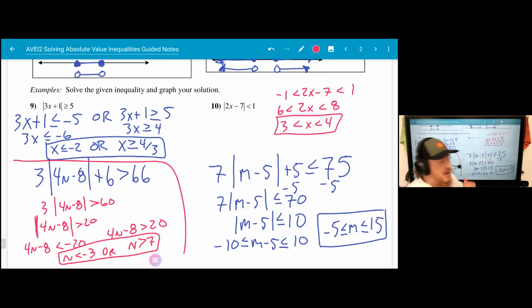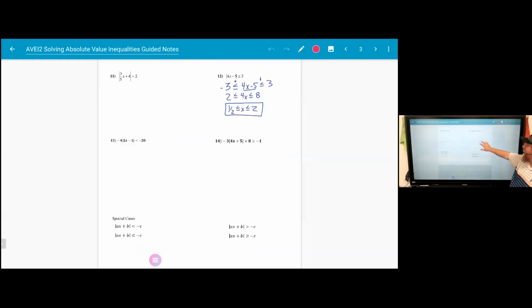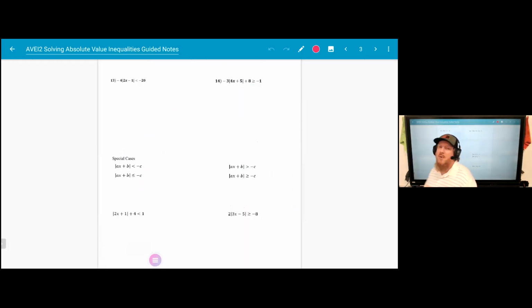So with that said, we are almost all the way done. We've got 2 more things I want to chat about. First thing is, I want you guys to look at number 13 and 14 real quick. We'll just do number 13. There's one more reminder here that we're going to have.